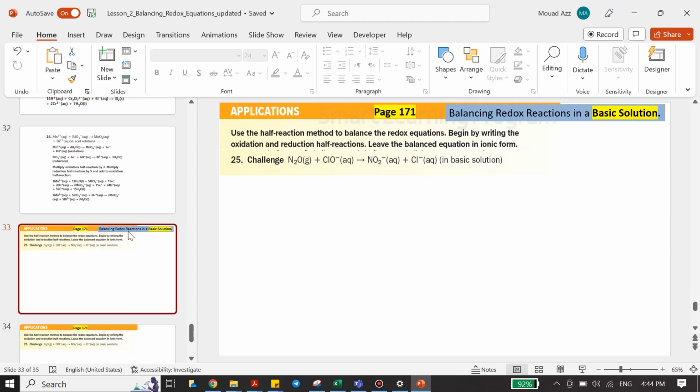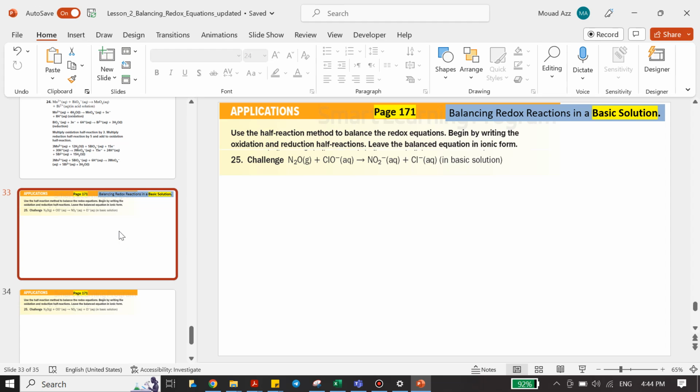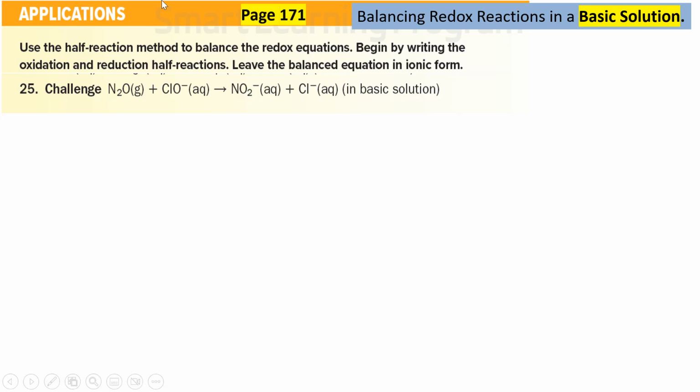Let's go to today's main lesson, which is balancing redox reactions in a basic solution. And this is the challenge question. Basically, these are the challenge questions.